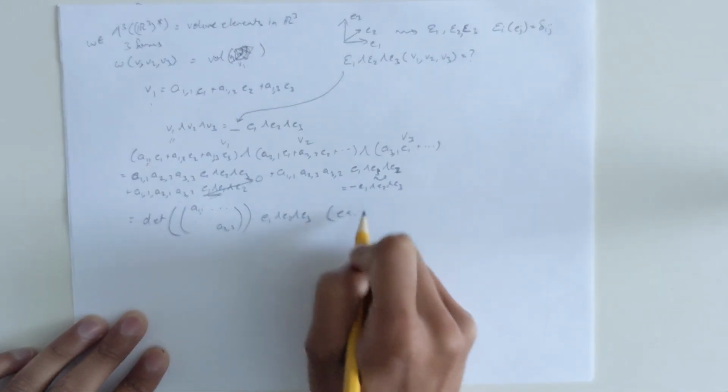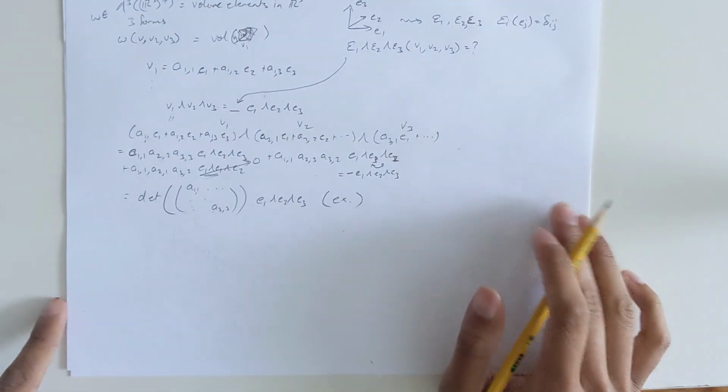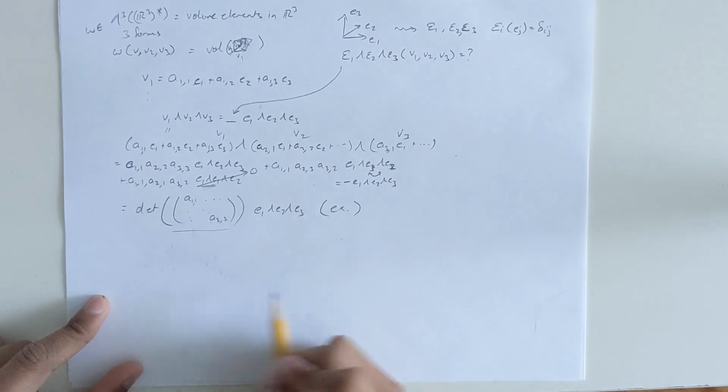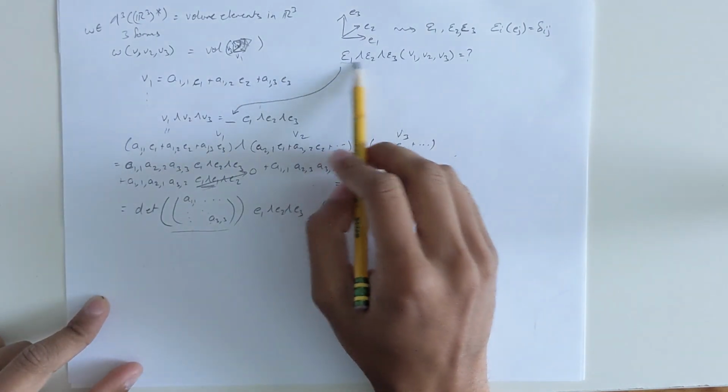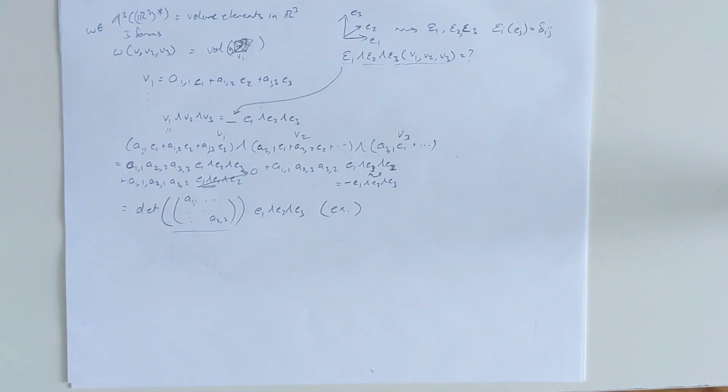So if you don't believe me, you can write it all out as an exercise, but there will be too many terms, so I don't want to do it myself. Okay, so let's look at a different way in which we can write these determinant terms in terms of these epsilons and the v's, like we did in the last video.